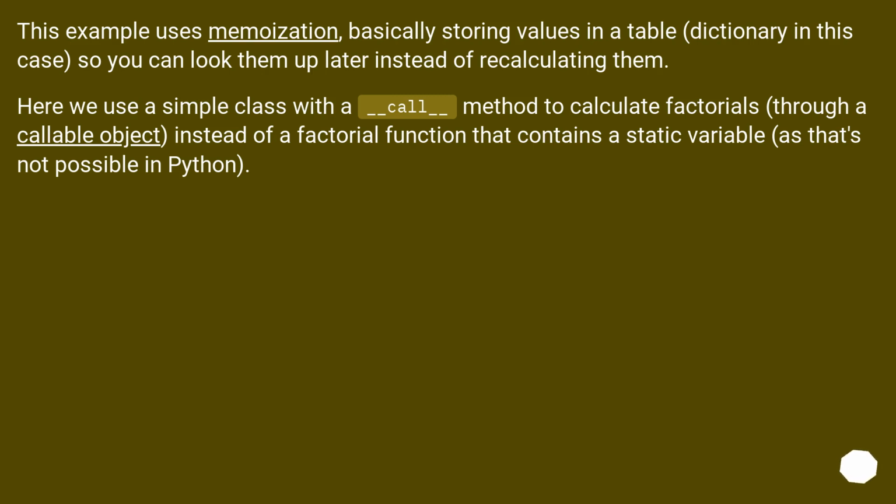This example uses memoization, basically storing values in a table, a dictionary in this case, so you can look them up later instead of recalculating them. Here we use a simple class with a __call__ method to calculate factorials, through a callable object, instead of a factorial function that contains a static variable, as that's not possible in Python.